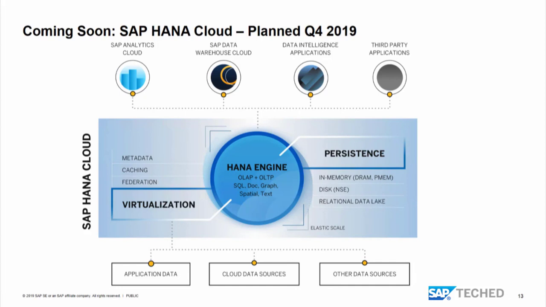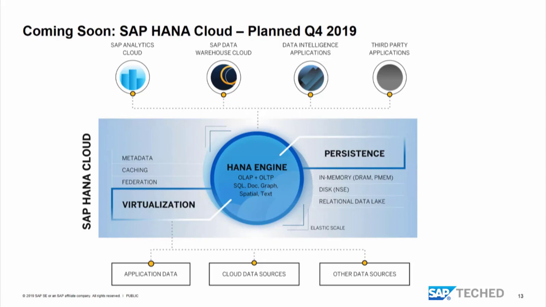And then also what's really cool here is a relational data lake, what we call the HANA relational data lake. So we're not just talking about terabytes of data in HANA Cloud, we're now talking about petabytes of data in HANA Cloud that's stored in a columnar way for high performance analytics.